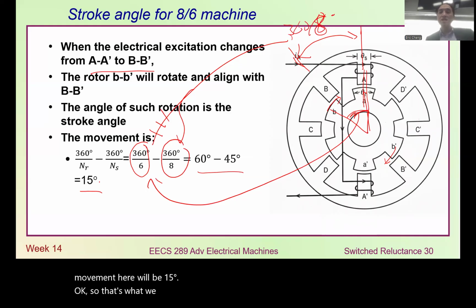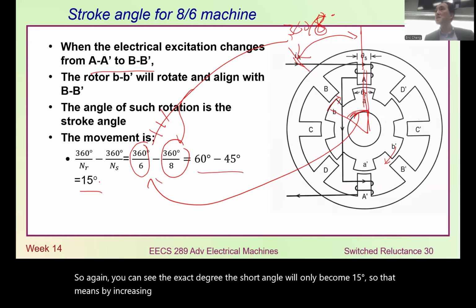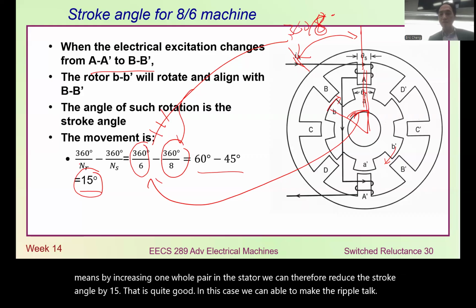So again, you can see that for the 8-6, the stroke angle will only be 15 degrees. So that means by increasing one pole pair in the stator, we can reduce the stroke angle by 15. That is quite good. In this case, we are able to make a certain improvement in the ripple torque.